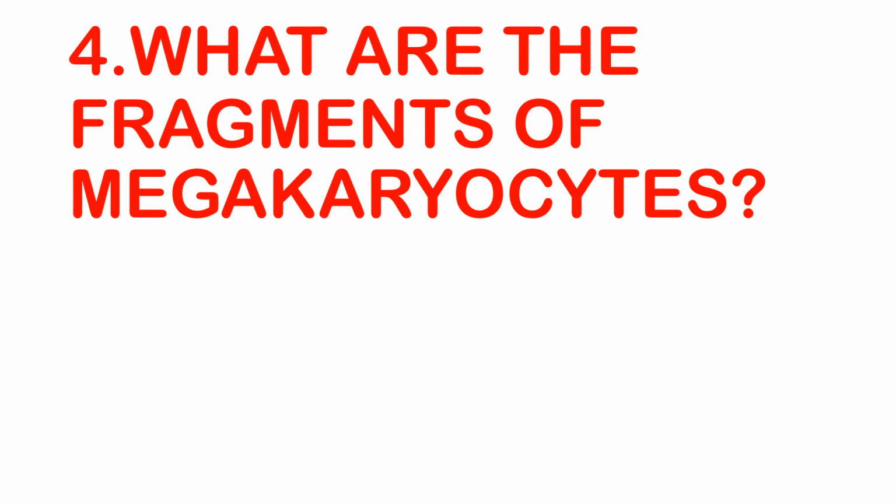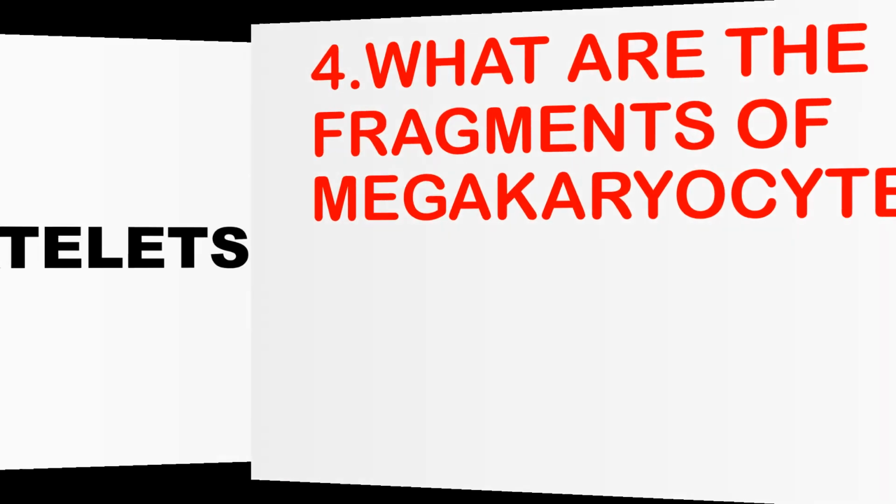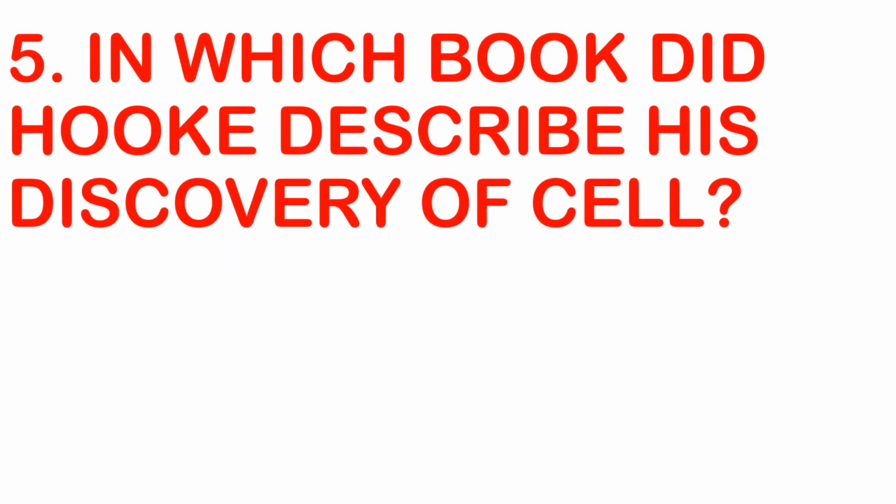So the next question, what are the fragments of megakaryocytes? Now comes the typical question, कौन बनेगा करोड़पति? The time starts now. And it ends now. And platelets. In which book did Hook describe his discovery of cell? Micrographia. And the next question, oh sorry, there are no more questions.